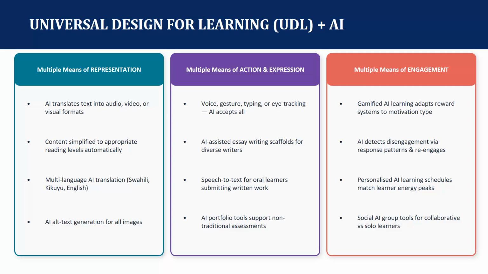Now, what are the universal design for learning and the AI tools that are being used? So, when you are talking about universal design for learning, then we talk about multiple means of representation, multiple means of action and expression. Then we also have the multiple means of engagement. How are these students, how are these people with disability issues being engaged? How are the actions and expressions being taken care of? How is the representation being handled within them?